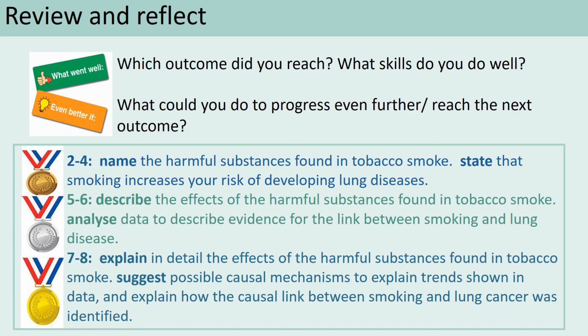Okay, so that is it. So quite a depressing lesson in terms of the effects of certain habits or lifestyles on people's health. So hopefully we're able to name the harmful substances found in tobacco. So we had the nicotine, the tar, and the carbon monoxide. Hopefully we're able to describe the effects of those harmful substances. So you can talk about diseases they cause, how they cause that, for 5 to 6. For 7 to 8, explain in detail the effects of the harmful substances. So going into detail about the effects of smoking on pregnancy, on the heart, things like that.